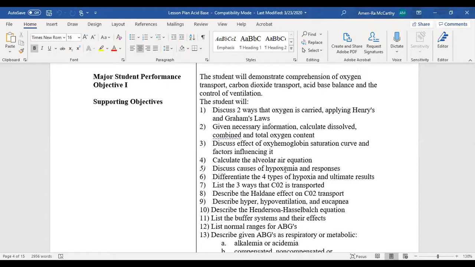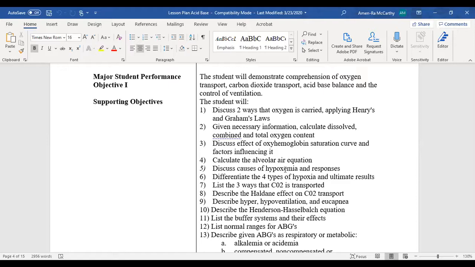And then what does the body do in response to low oxygen? I'm going to talk about the four types of hypoxia and the ultimate results, and then three ways that CO2 is transported. We learned that oxygen is carried two ways. CO2 is carried three ways. You're going to have to know those. Describe the Haldane effect on CO2 transport. Describe hyper, hypo, and eucapnia, which you've already done. Describe the Henderson-Hasselbalch equation. That's another equation, not really large, that gives us the pH. That's how we find the pH.